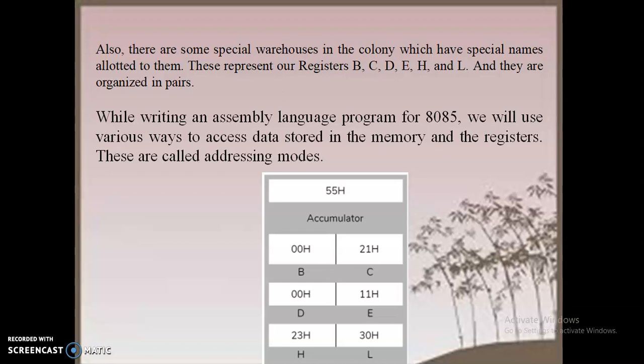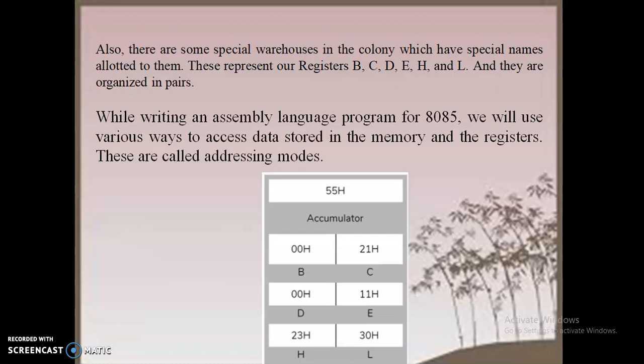While writing an assembly language program for 8085, we will use various ways to access data stored in the memory and the registers. We can access data from the memory as well as from the registers. What are all the registers? Here are the general registers B, C, D, E, H, L. These are all individual registers. Each register can store 8-bit data. If you want to store 16-bit data, then a register pair is used. Intel gives the pairs as BC as a pair, DE as a pair and HL as a pair.